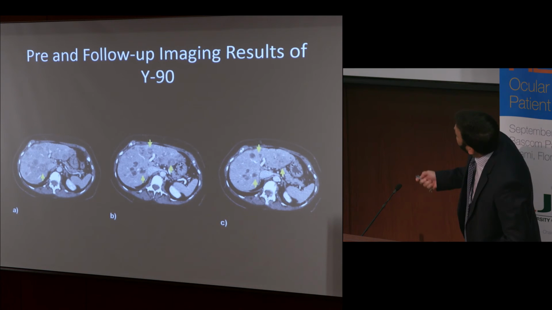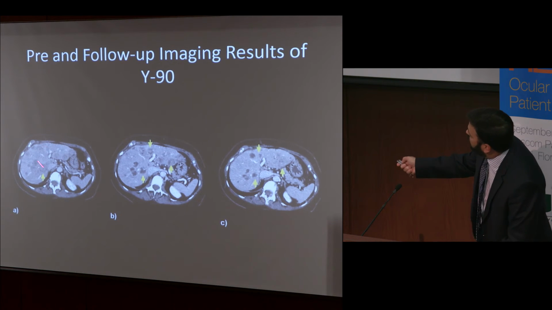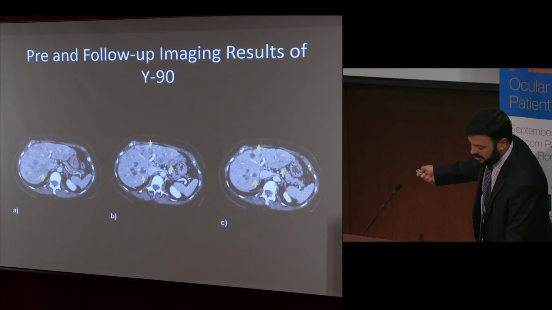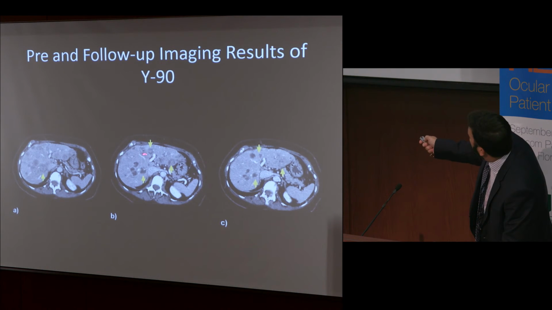And then here's a case of, as you can see, much more diffuse metastatic disease, multiple lesions everywhere. And then in these 2 follow-ups, you can see how the lesions have decreased in size, some of them even disappeared.